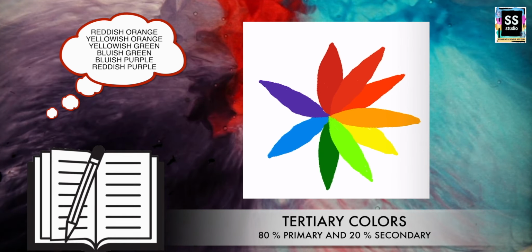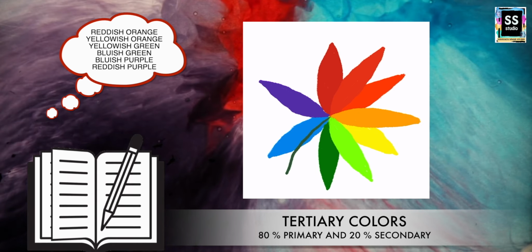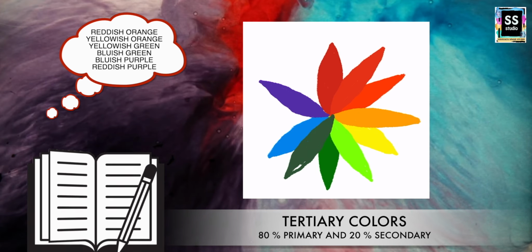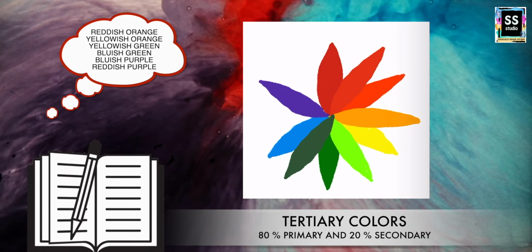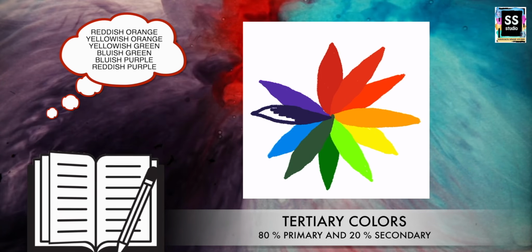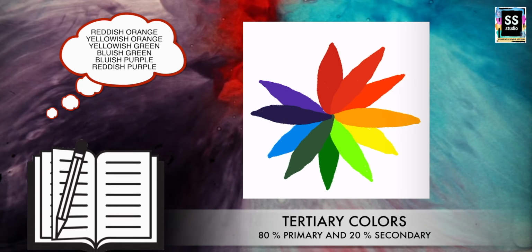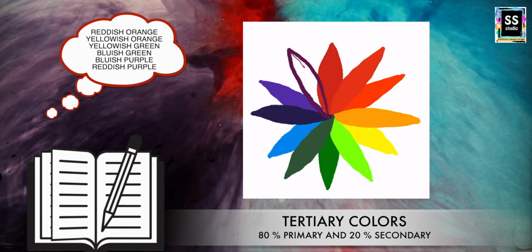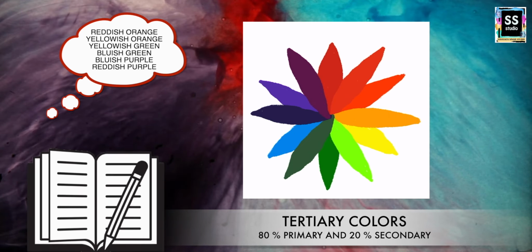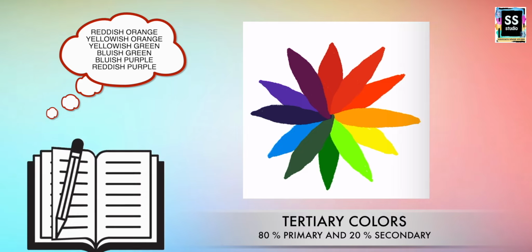Similarly, yellow and green, yellowish green; blue and green, bluish green; blue and purple, bluish purple; red and purple, reddish purple. So these 6 colors are going to be called your tertiary color scheme. Now, this was your color wheel, which comprises your primary color, secondary color and tertiary color.